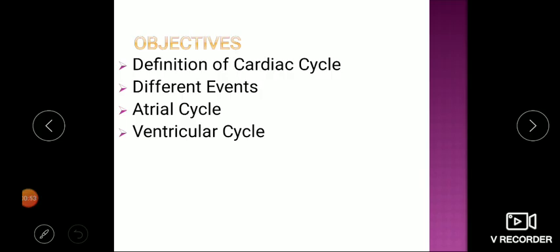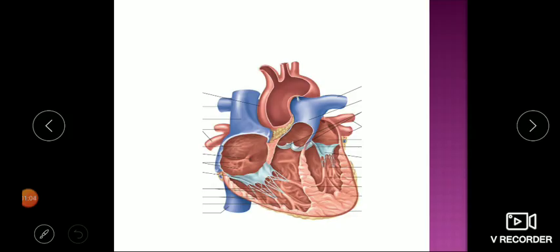So in today's lecture, we'll see the definition of cardiac cycle, different events in cardiac cycle, and they are grossly divided into atrial cycle and ventricular cycle. First, just the functional anatomy of heart.